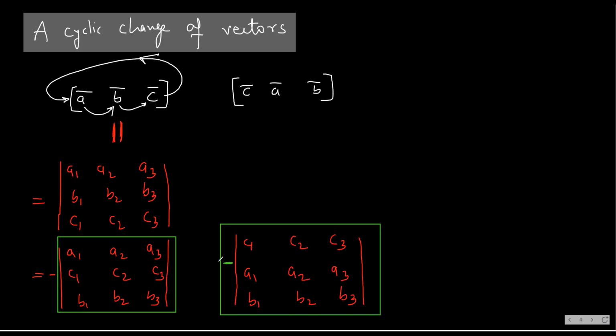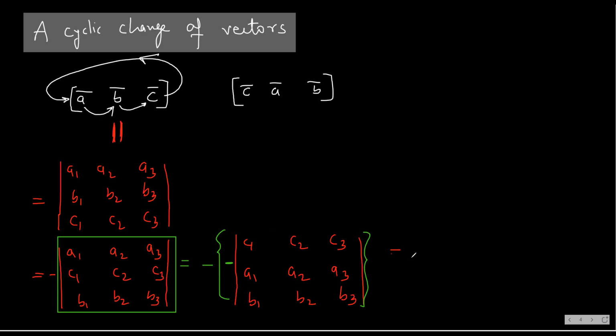So when I consider that negative sign, what will happen? Minus of minus will become positive. Now it is equal. And finally, what you get, students, is C1, C2, C3, A1, A2, A3, B1, B2, B3.